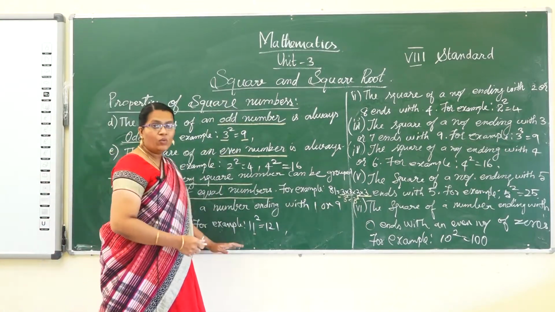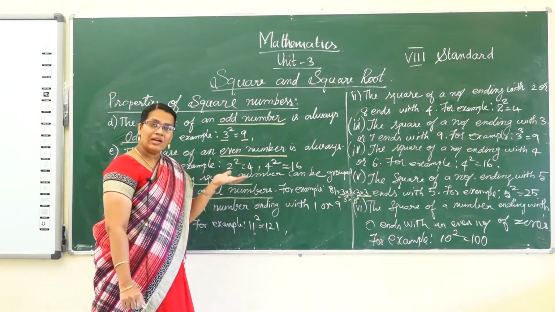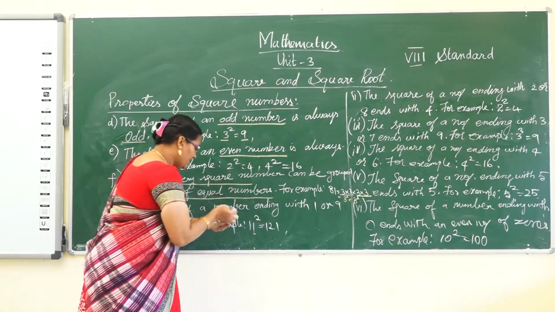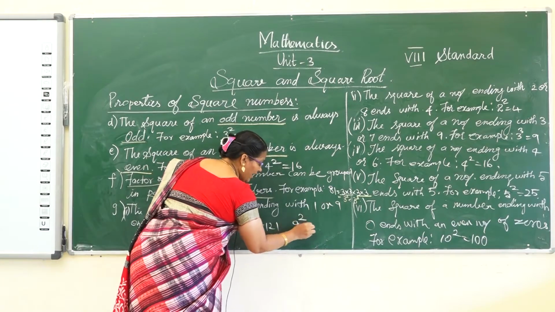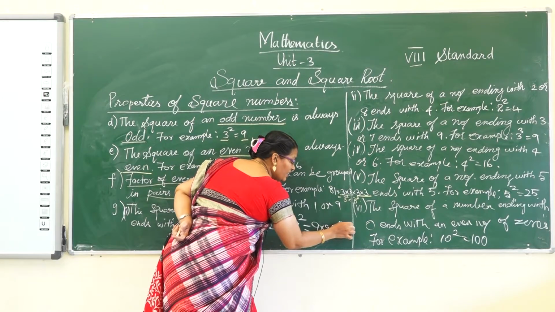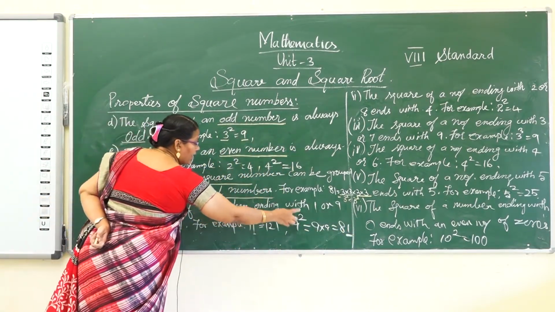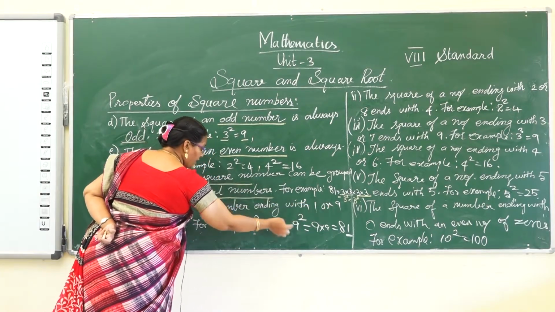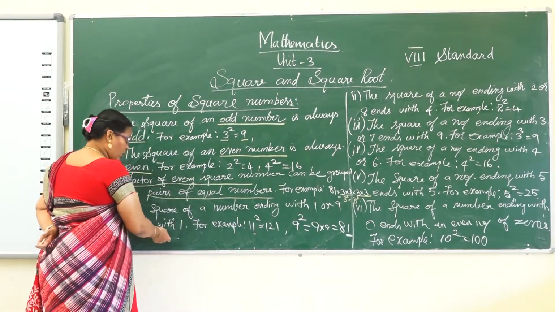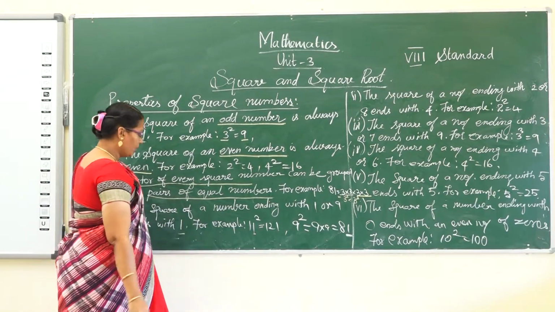So 1 square, what is the value of 1 square? 1. Ending with 1, okay. And then 9 square, what is the value of 9 square? 81. The ones place is also 1, okay. So 9 square is 9 nines, so 9 nines are 81, ending with 1, that is given. The square of a number ending with 1 or 9, whether it is 1 or 9, when we square that number, the value will have 1 in the ones place, okay? That is given.